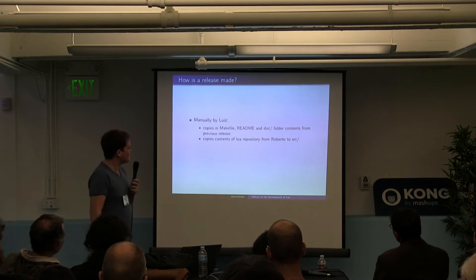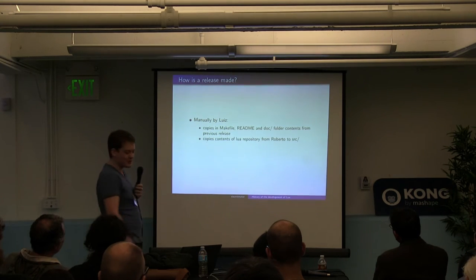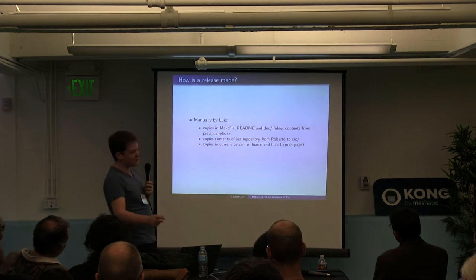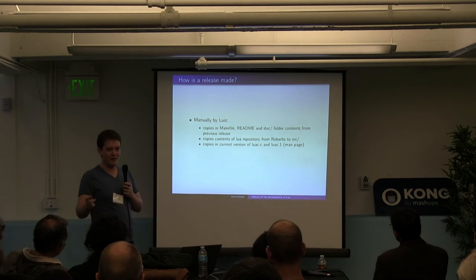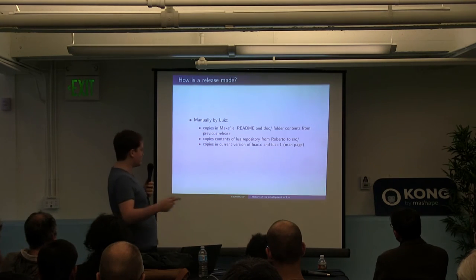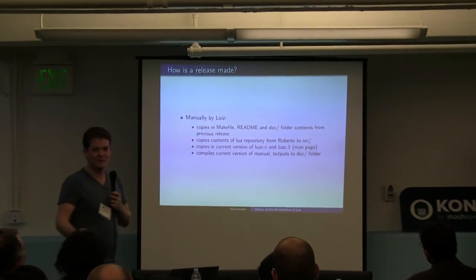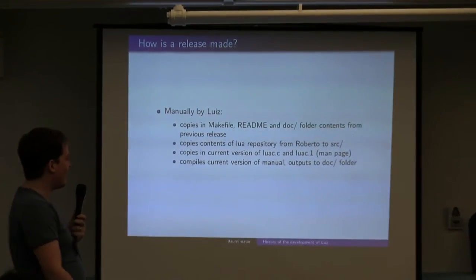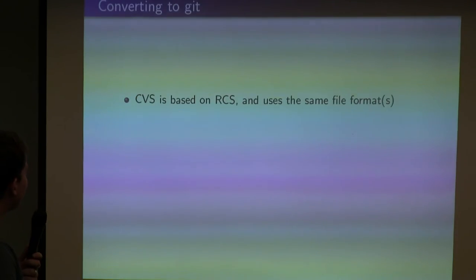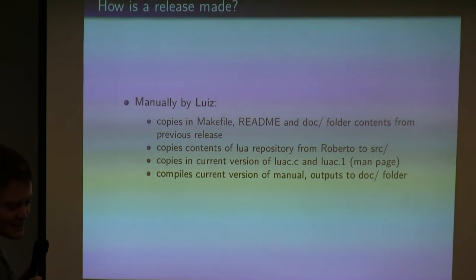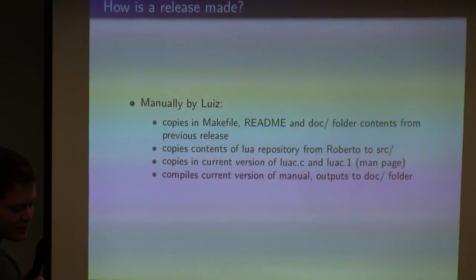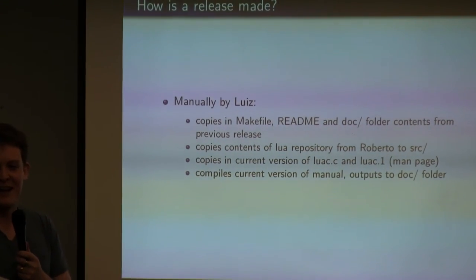Copies across the contents of the Lua repository from the source directory. Copies across his version of lua.c and the current version of the man page for lua.c into the doc directory. Compiles the current version of the manual from our format, and that puts it into the doc directory. And that's how the sausage is made.